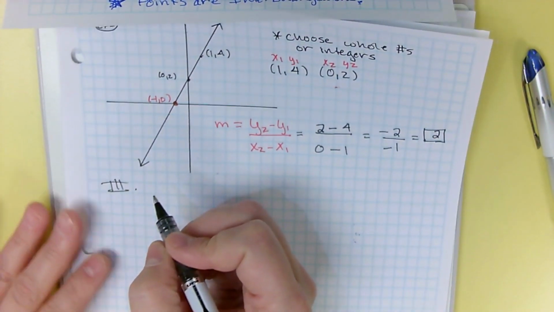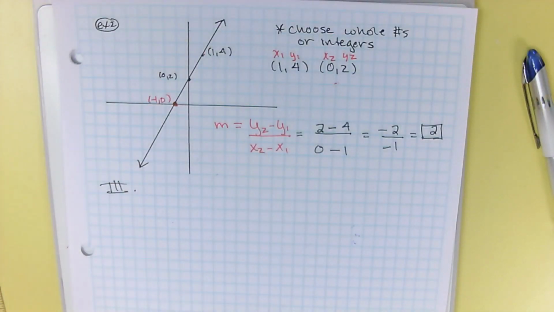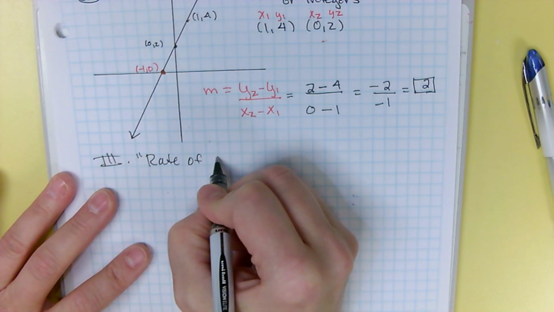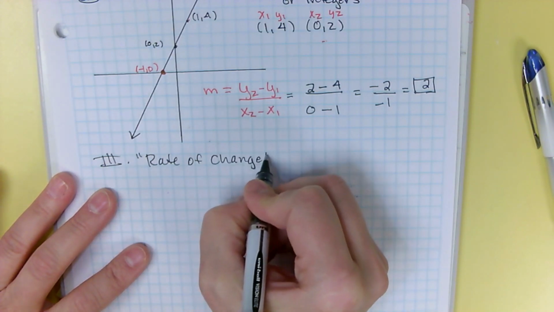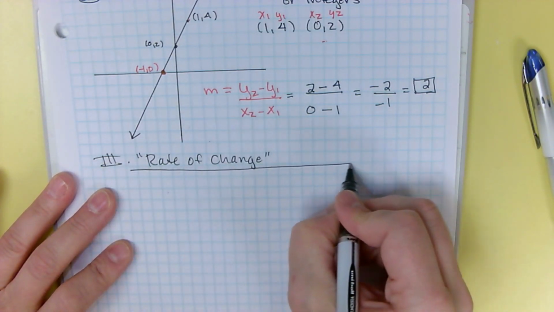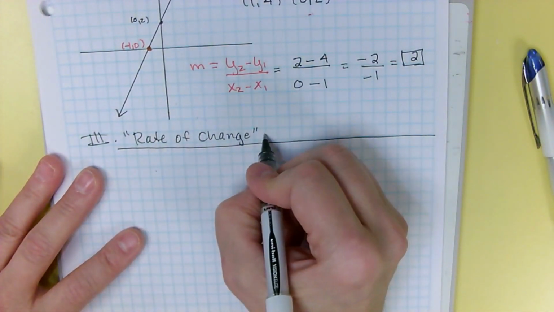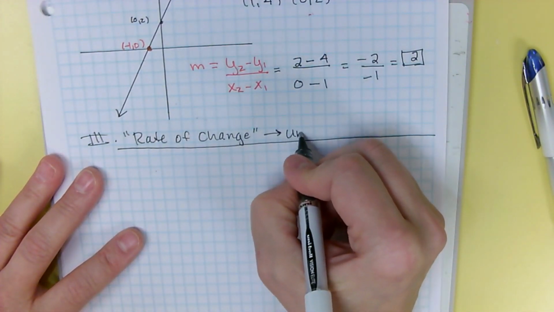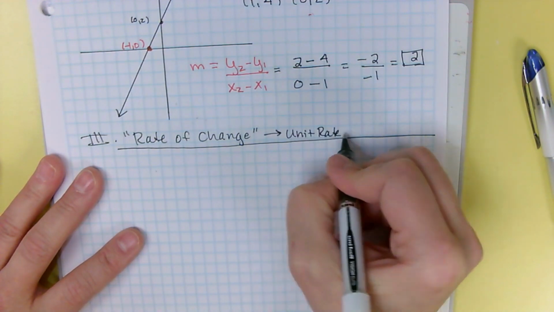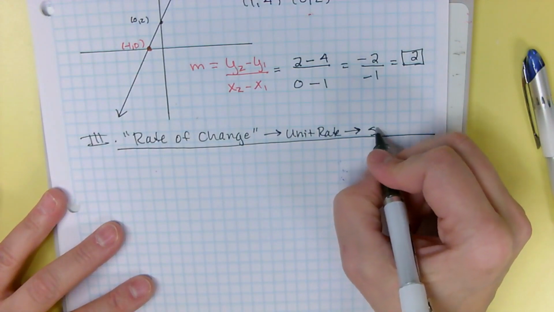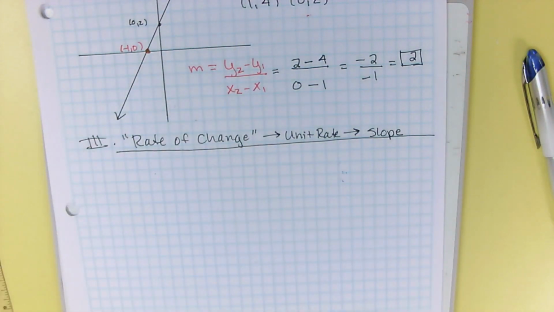Okay, Roman numeral 3, last topic today. Rate of change. Now, we already did a worksheet on unit rates and rate of change. So this is not a new calculation. So we did rate of change, we did unit rates, and the deal is a unit rate or rate of change is another way of saying slope. It's just it has context.